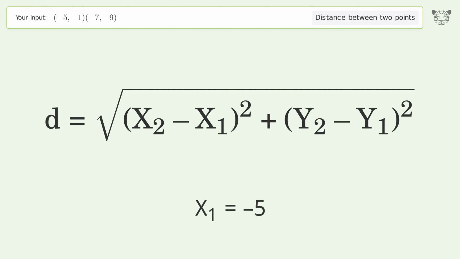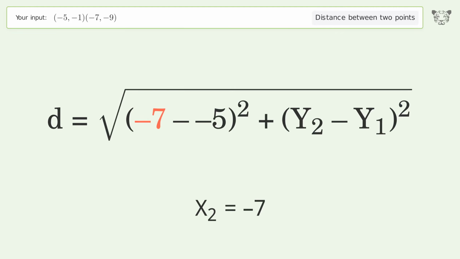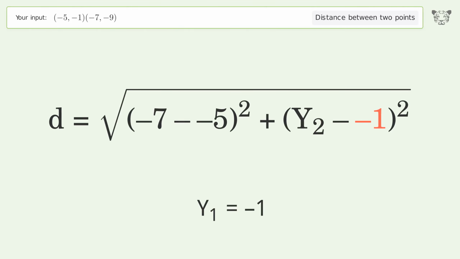x1 equals -5. x2 equals -7. y1 equals -1. y2 equals -9.